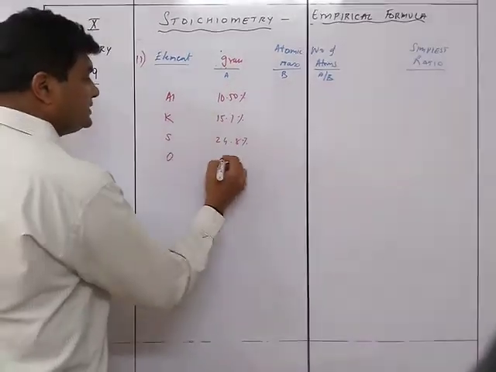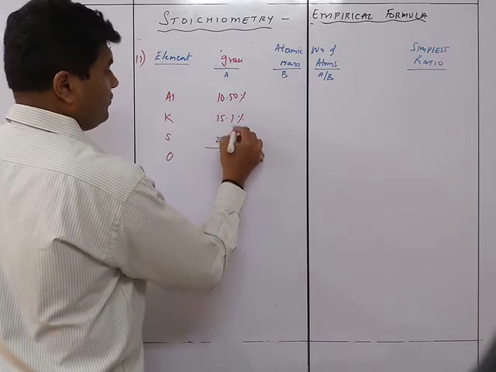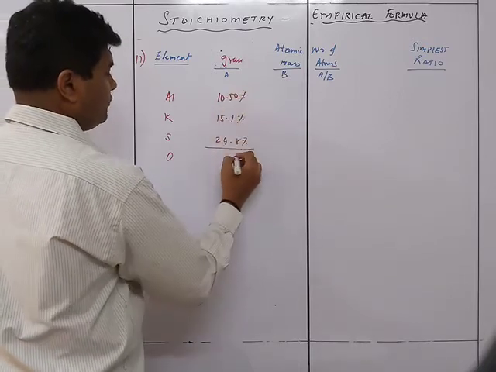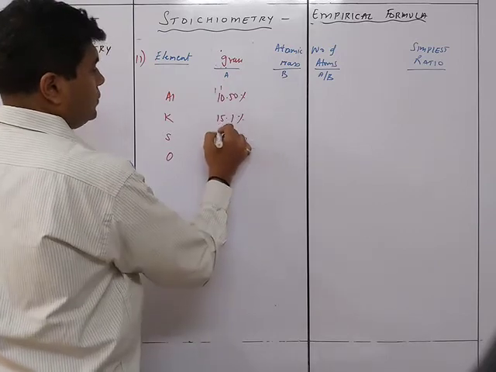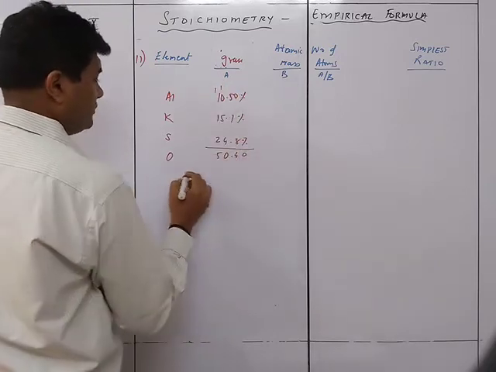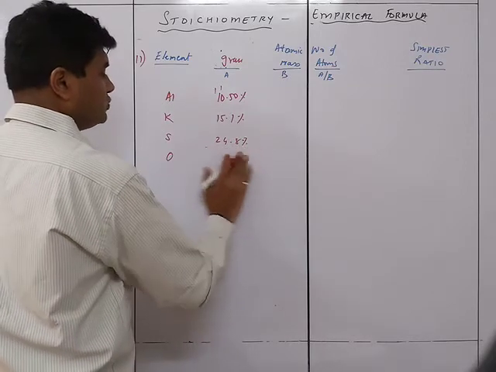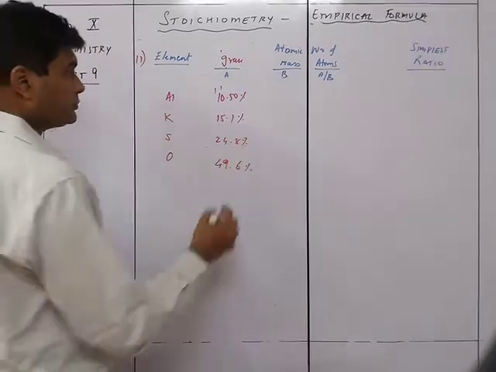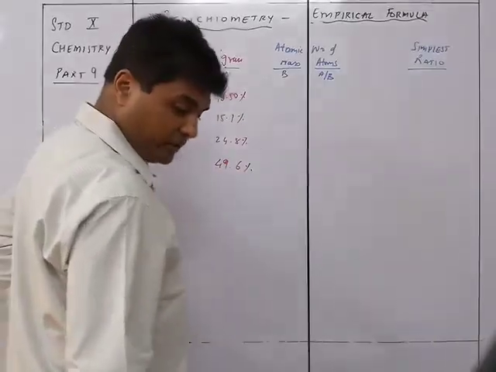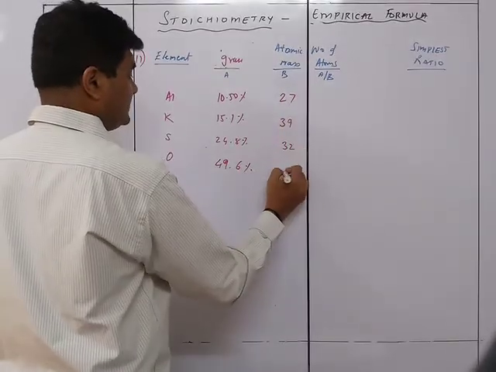So O is remaining. So first of all, the total of this will be 50.4. So that will be equal to 49.6. So this will be 49.6%. Al is given to you as 27, this is 39, this is 32, and this is 16.